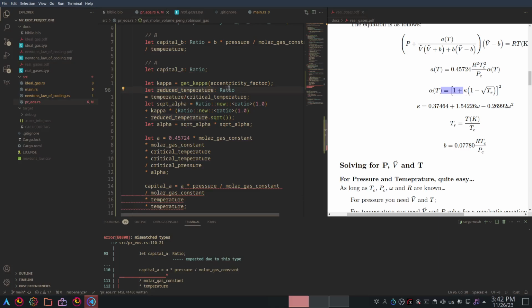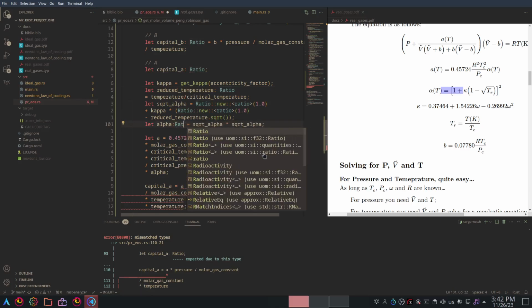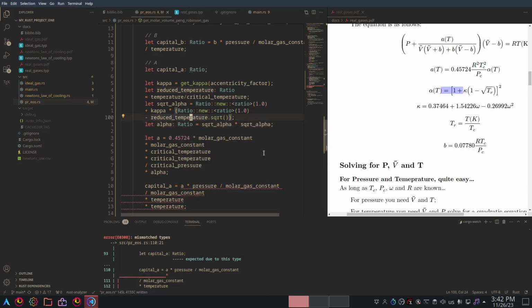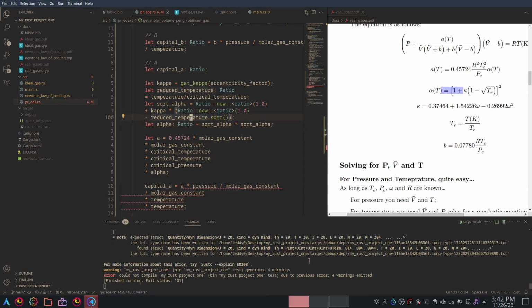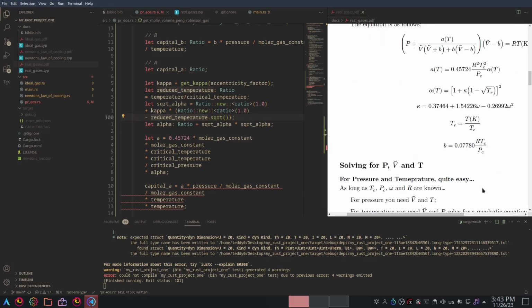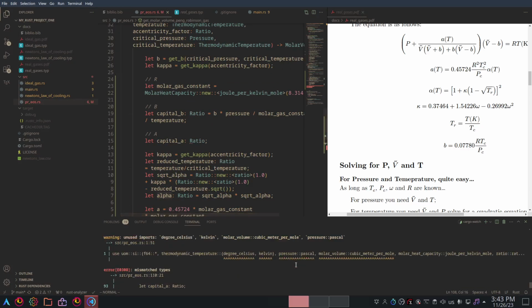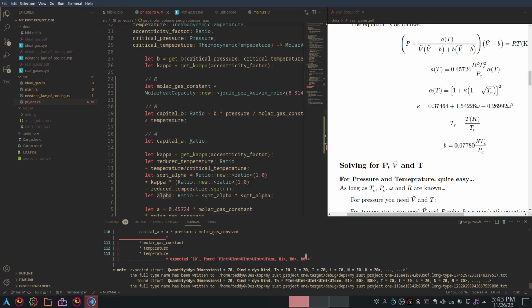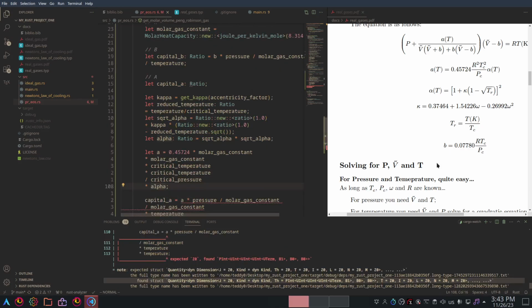So reduced temperature is a ratio. Square root alpha is a ratio. I think alpha should also be a ratio. Okay, whatever type A is, we'll have to figure it out later. Or we can just take a look here. R squared TC squared over PC. So R squared TC squared over PC. Okay. Let's see. Yeah, looks like there is some form of error down there.